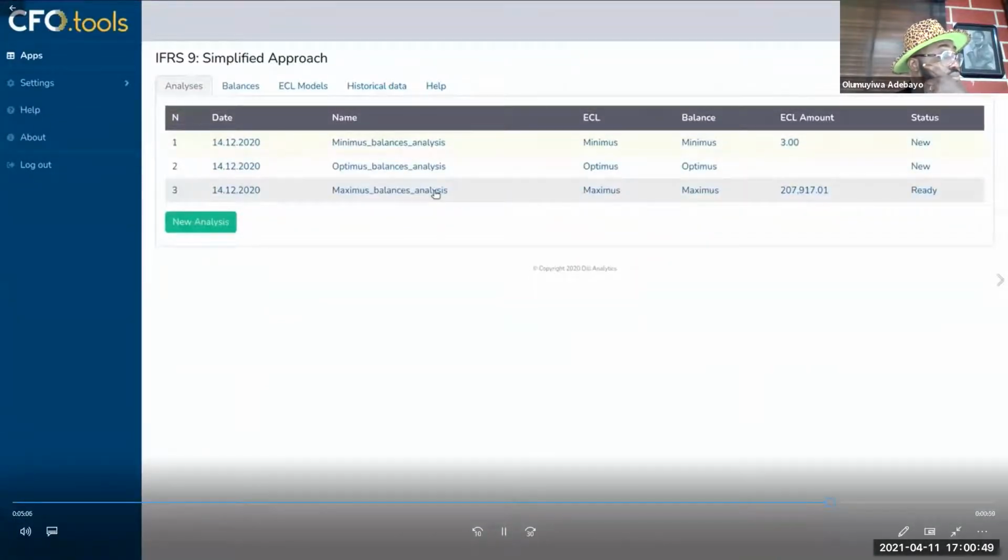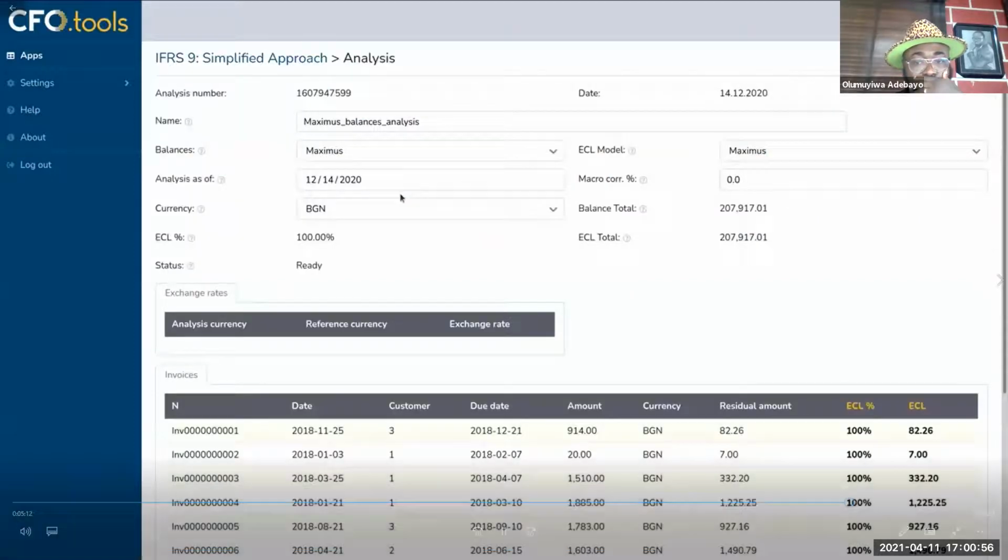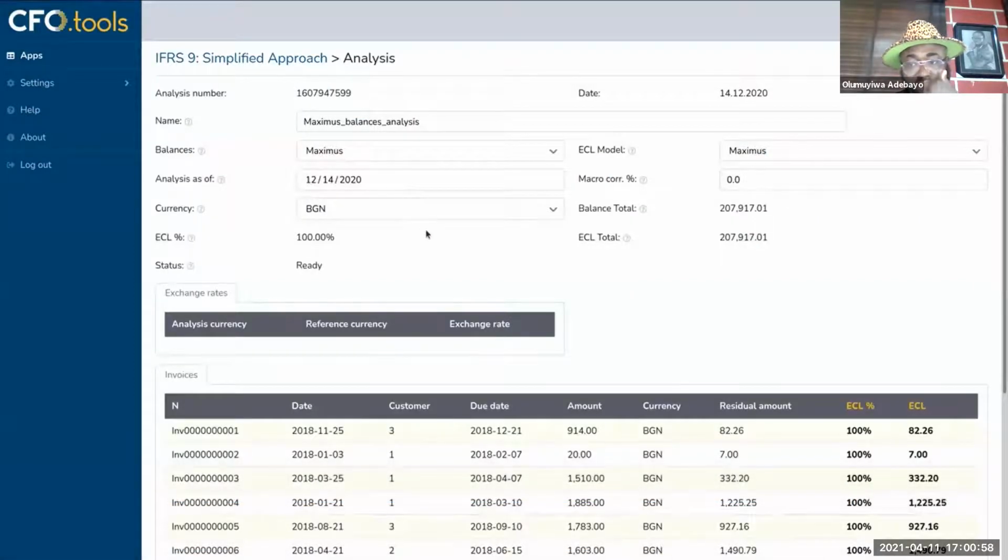We again have the option to look at already completed analysis or create a new one. If I click on an entry in the analysis list, the components of the analysis will be displayed. These are the name of the analysis, the balance data to calculate ECL, the chosen ECL model to be applied, and the date as of which the analysis should be done. We also have the option to input a correction for a change in macroeconomic conditions between the historical period covered by the ECL model and the period we are computing ECL. We also have a drop-down menu for the currency of the analysis.